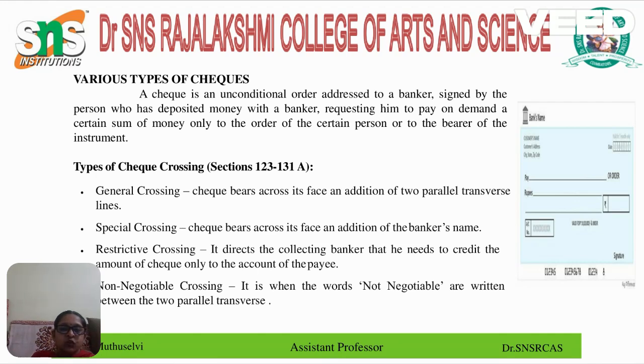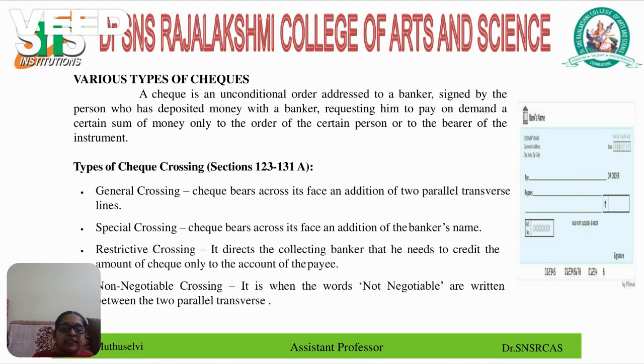Next, various types of checks. A check is an unconditional order addressed to the banker, signed by the person who has deposited money with a banker, requesting him to pay on demand a certain amount of money only to the order of a certain person or to the bearer of the instrument.